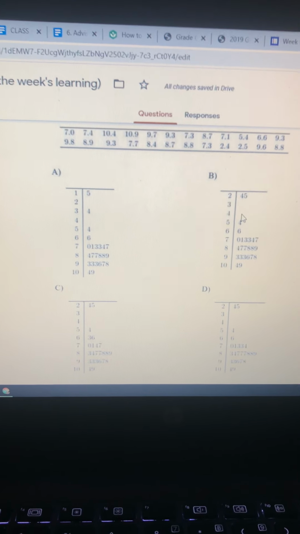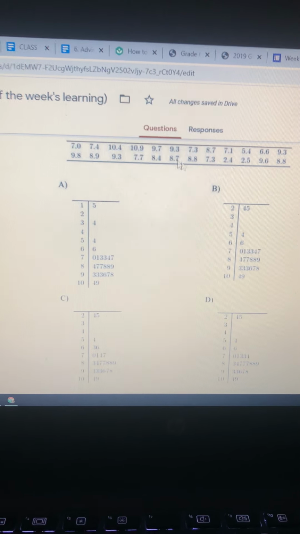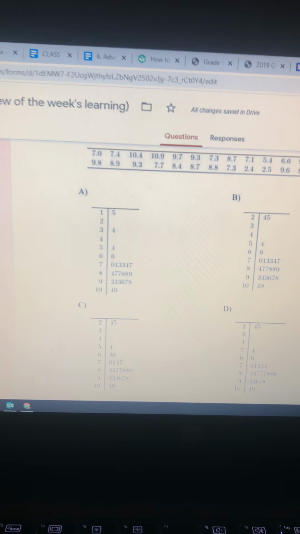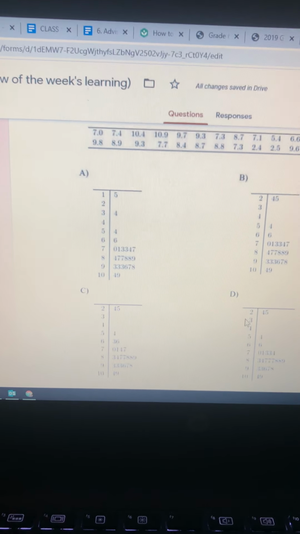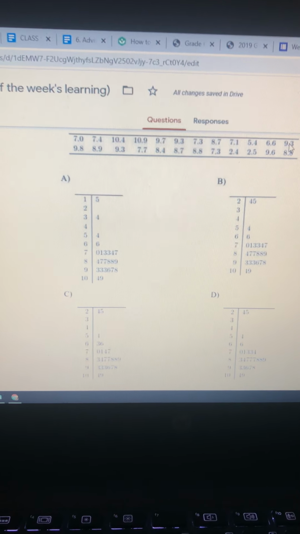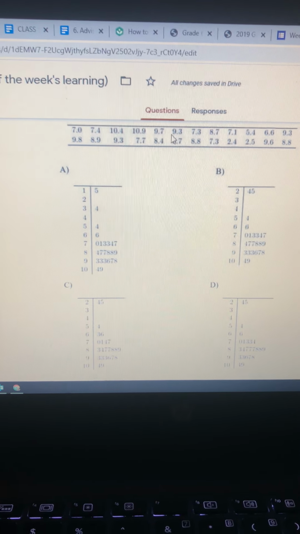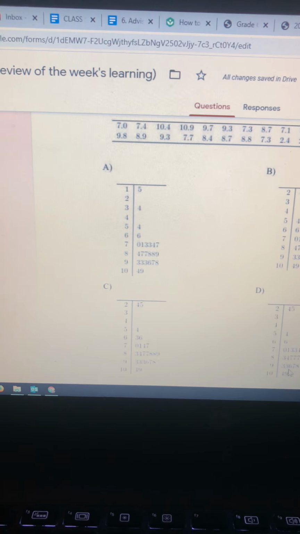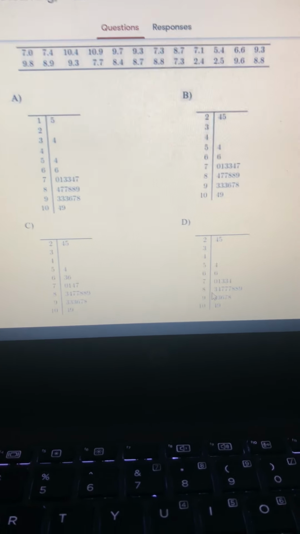So let's see if there's anything in the 4 spot. There's nothing in the 4. So these B, C, and D still have something in the 4. So let's see the mode here. 9.3, 9.3, 9.3. So there's 3, 9, and 3/10, right? So this one has 3. This one has 2. This one has 3. So we can eliminate A and D. So now we're just left with B and C.